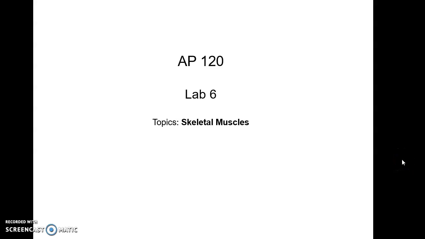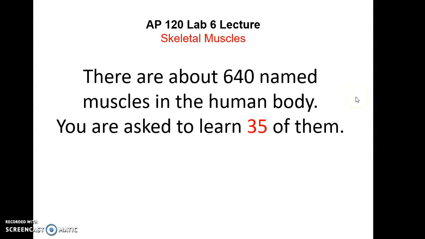AP 120, Lab 6, topic: the skeletal muscles. So, turns out there are about 640 named muscles in the human body, and we're only learning about 35 of them, and some of those are groups. So, this isn't too hard.